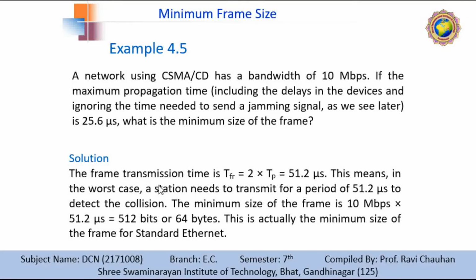The minimum frame transmission time TFR is equal to 2 times TP, which is 51.2 microseconds. This means that in the worst case, a station needs to transmit for a period of 51.2 microseconds to detect the collision. The minimum size of the frame will be 10 Mbps times 51.2 microseconds, which is equal to 512 bits or 64 bytes. This is actually the minimum size of the frame for standard Ethernet. Okay.